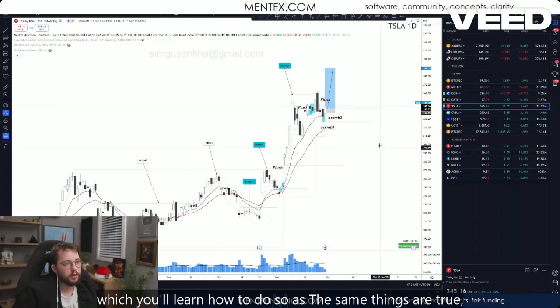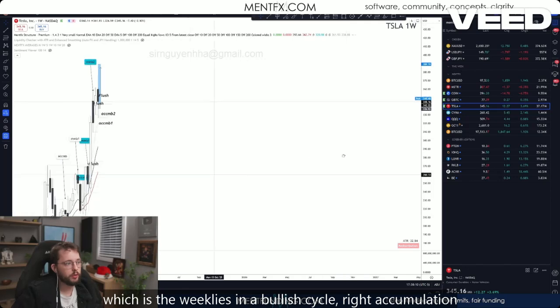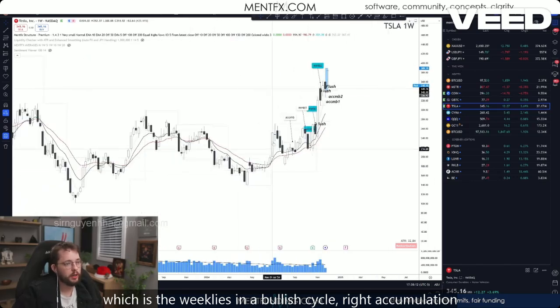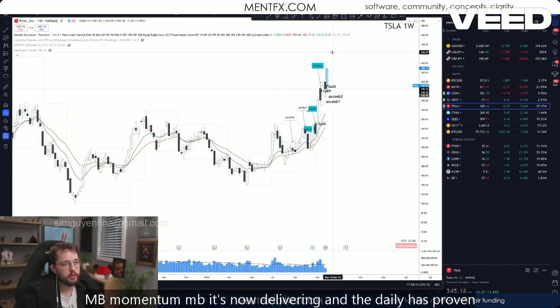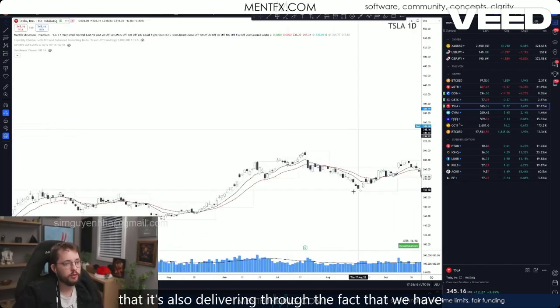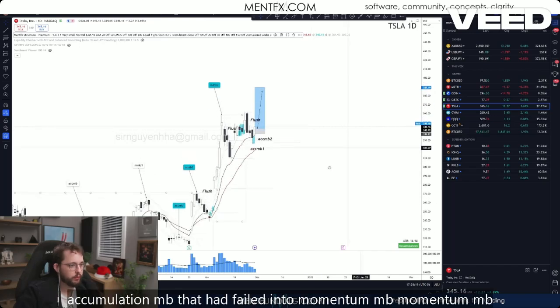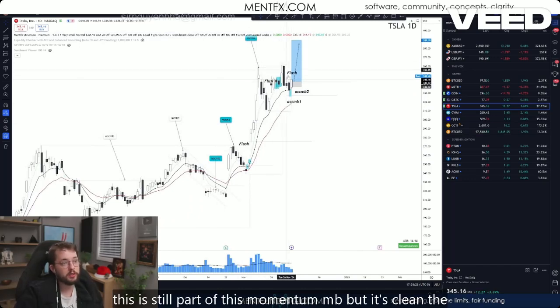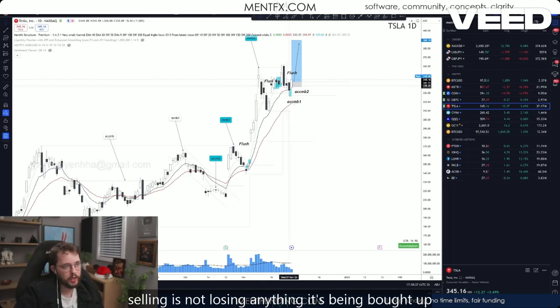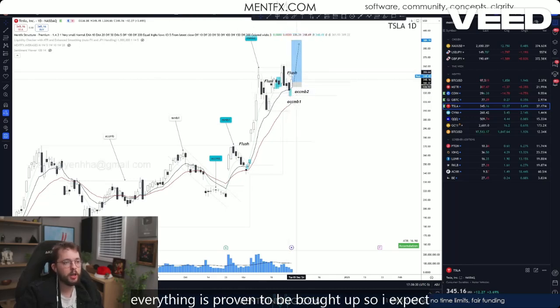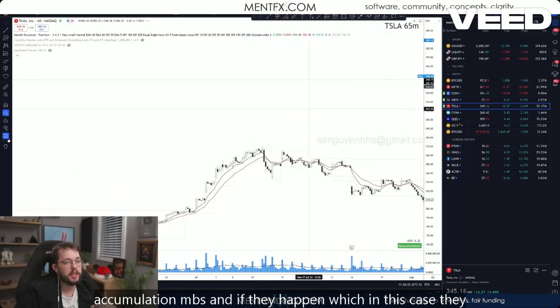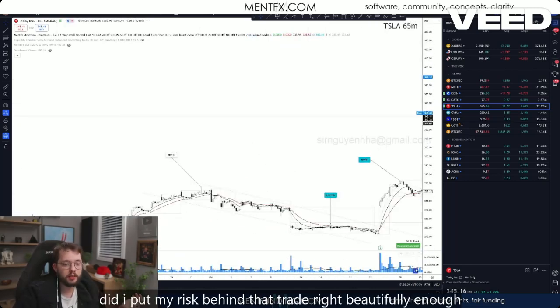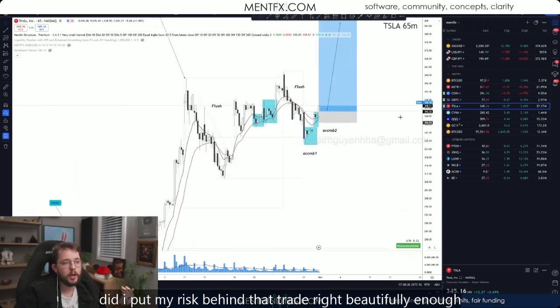So the same things are true, which is the weekly is in a bullish cycle, right? Accumulation MB, momentum MB, it's now delivering. And the daily has proven that it's also delivering through the fact that we have accumulation MB that had failed into momentum MB, momentum MB. This is still part of this momentum MB, but it's clean. The selling is not losing anything. It's being bought up. Everything is proven to be bought up. So I expect accumulation MBs. And if they happen, which in this case they did, I put my risk behind that trade.